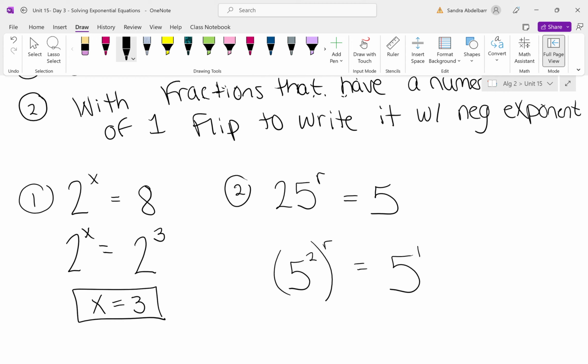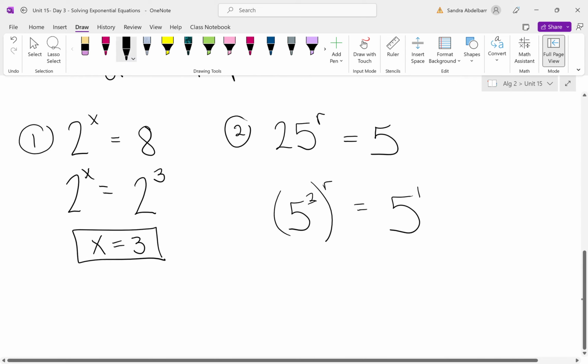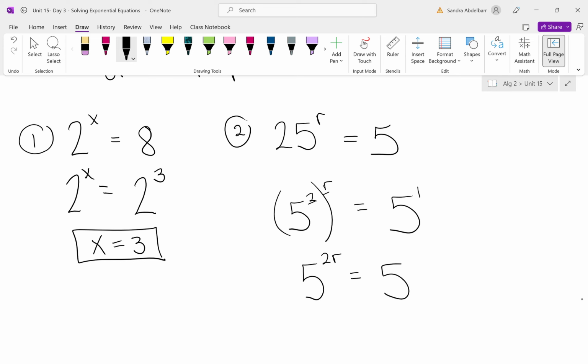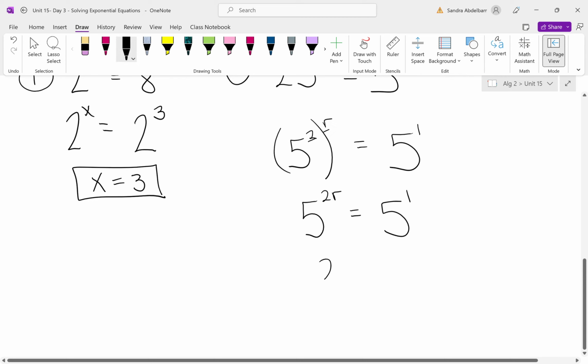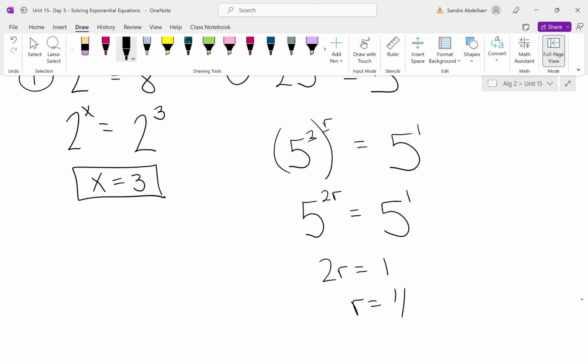Does everybody see what I did here? I just changed 25 into 5 raised to the second power. And then this is still raised to the r. So now we have power to a power. What do you do with power to a power? Multiply. So this ends up becoming 5 to the 2r equals 5 to the first. Because my bases are the same in this equation, I can set my exponents equal to each other. So that's going to be 2r is equal to 1, so r is equal to a half.